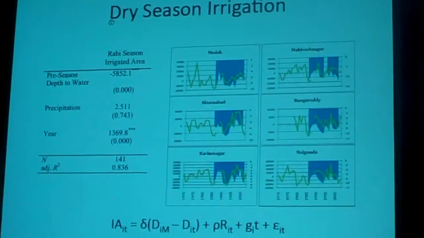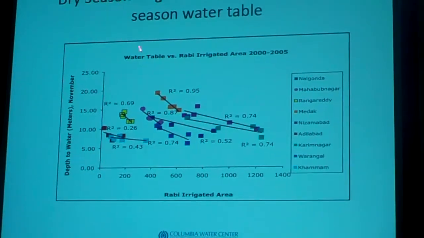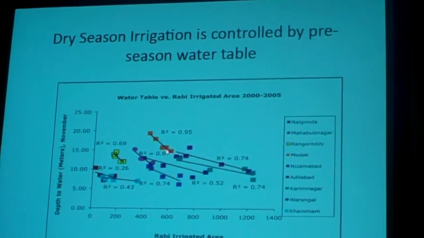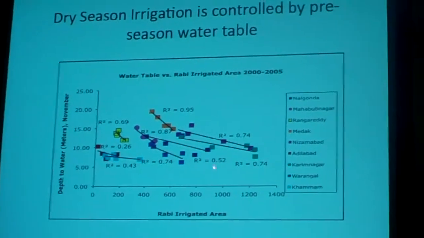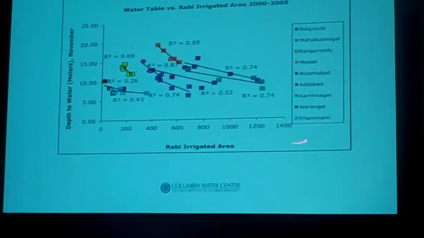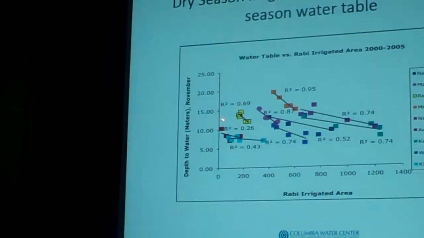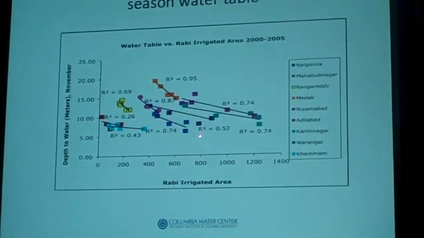So our basic finding in trying to look at this data and trying to understand the dynamics is that a lot of the variability in dry season irrigation, especially in how much area is irrigated, is controlled by the depth of the water table before the season begins. So on this axis, the x-axis is how much area is irrigated in the dry season, in the rabi season, and the y-axis is the depth of the water table before the beginning of the season, in November. And each color represents one of the 9 districts.